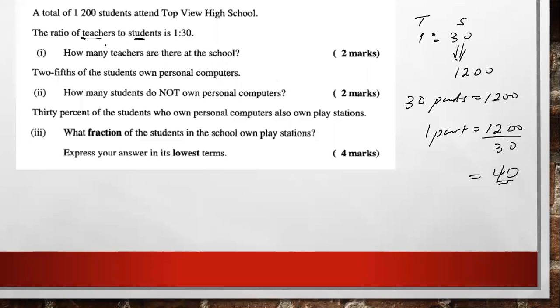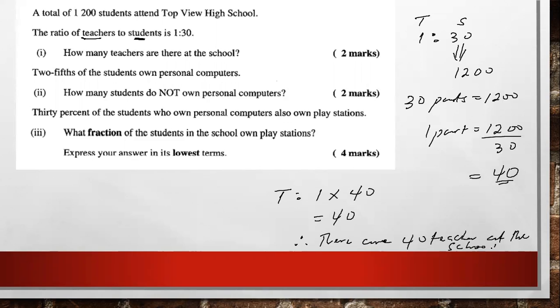Now, the question they ask is, how many teachers are at the school? How many parts do we have for teachers? One. So it would be 1 times 40, which gives us 40. So we say, therefore, there are 40 teachers at the school. That is clear, everyone. If the teacher was to be 2 parts, you say 2 times 40, which gives you 80. Is that clear enough? Yes, sir.